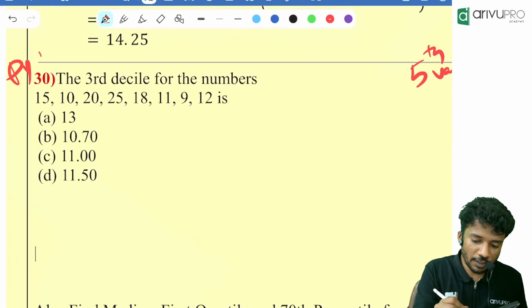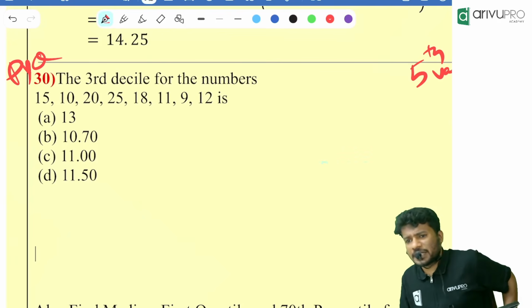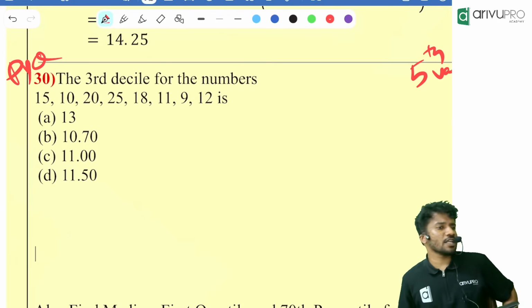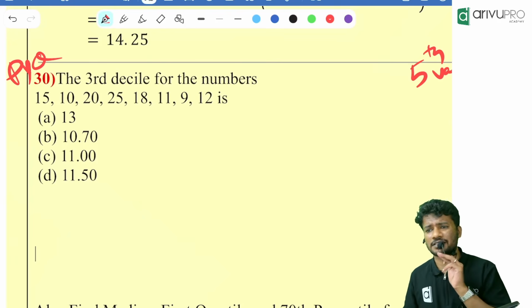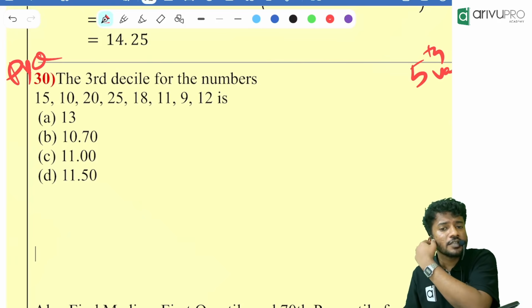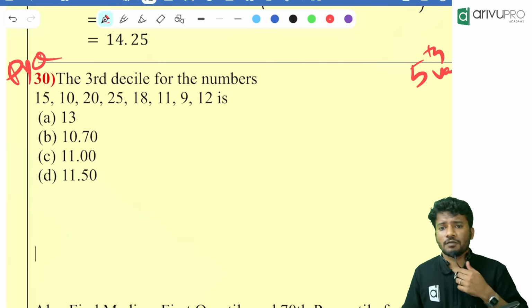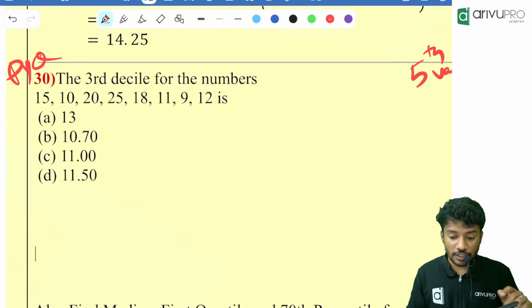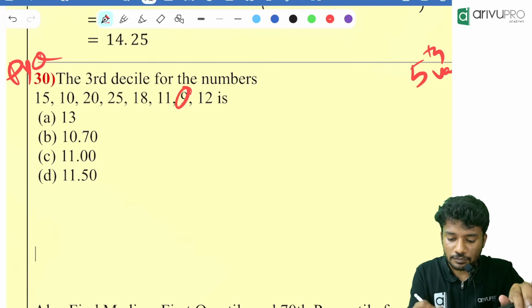Now the first PYQ. There will be questions based on decile, percentile and everything, and I am pretty sure you will be able to answer them much faster. Option B. So what is the first step? Arrange in increasing order. Which is the smallest value?